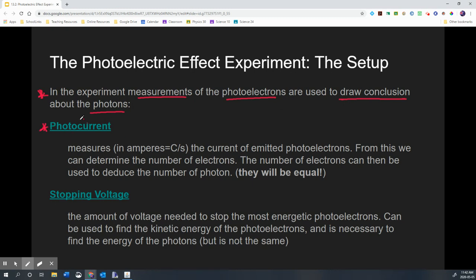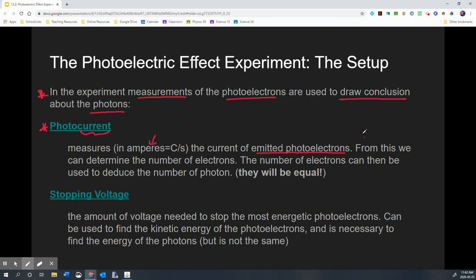In the experiment, we can measure the current, also called the photocurrent. You get a theme going on here with the photoelectric effect. I like to drop photo in front of every one of the words. But we could measure the current of the electrons. So we can measure the emitted photoelectron current in amperes.